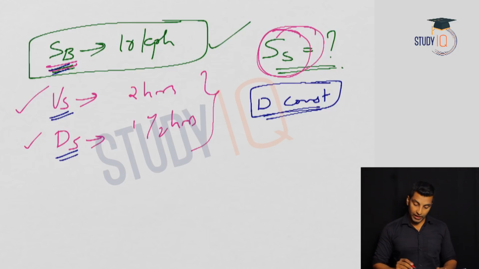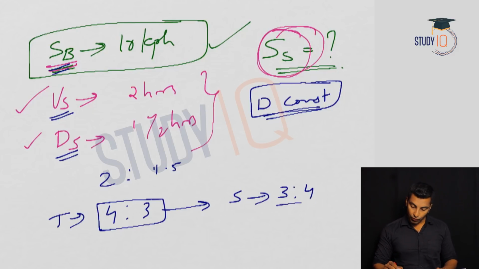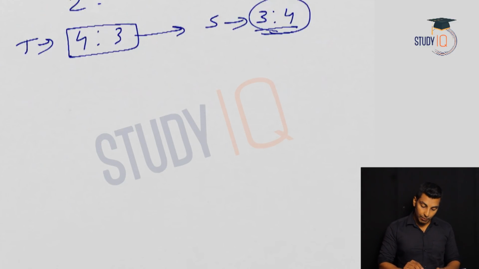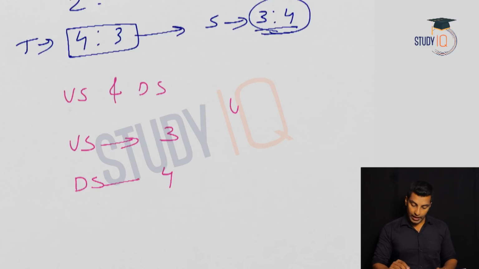Now what you know is the time ratio, that is 2 and 1.5. So you can write it as 4:3. So this is the time ratio. So what will be the speed ratio? 3:4. So the speed ratio will be 3:4. Now speed ratio means I am talking about upstream and downstream ratio. So upstream is 3, downstream is 4, right? So if you take upstream, downstream, it is 3:4.